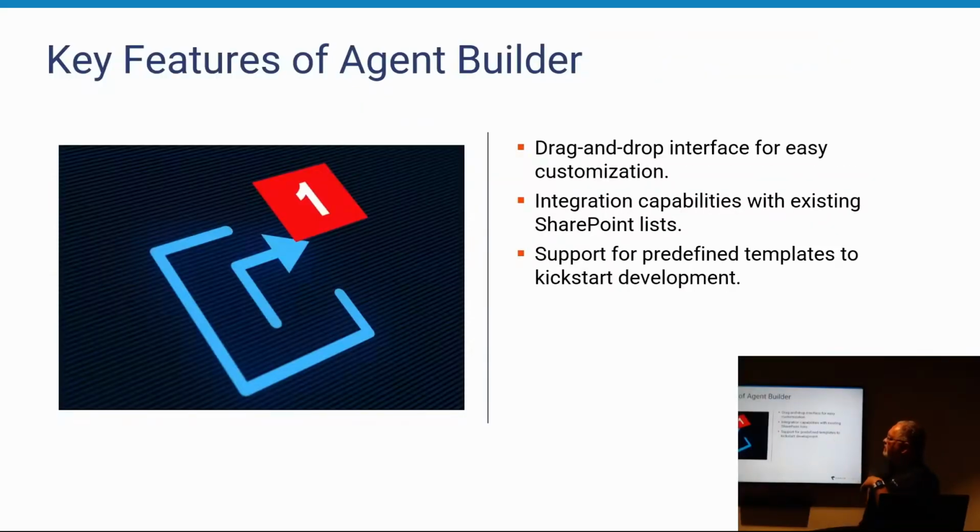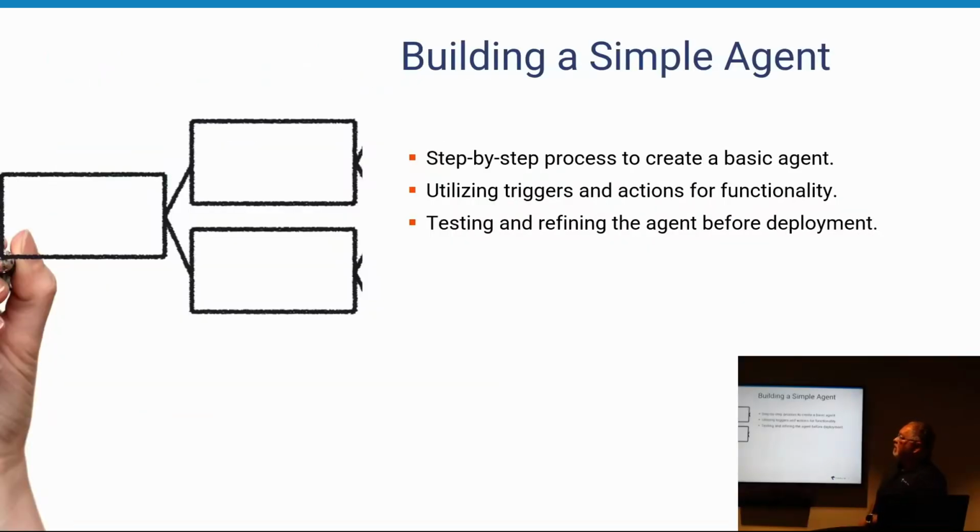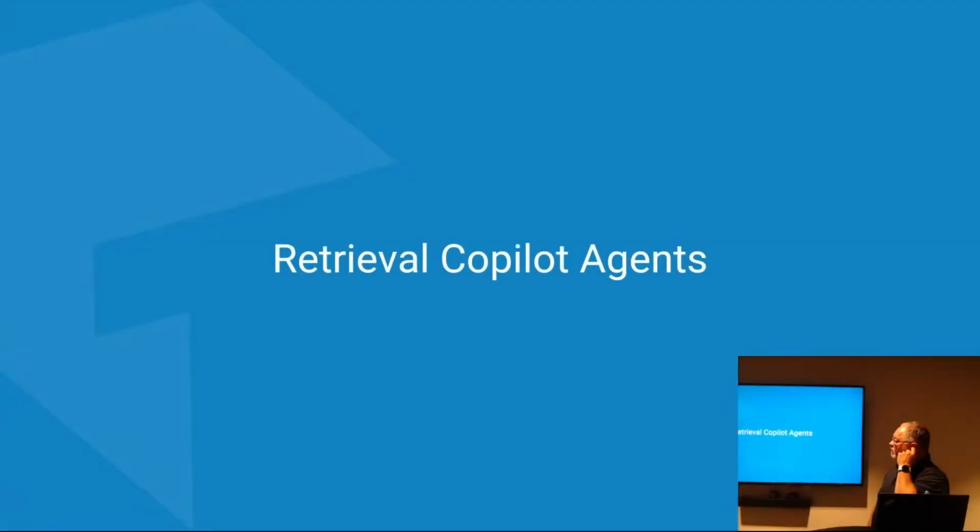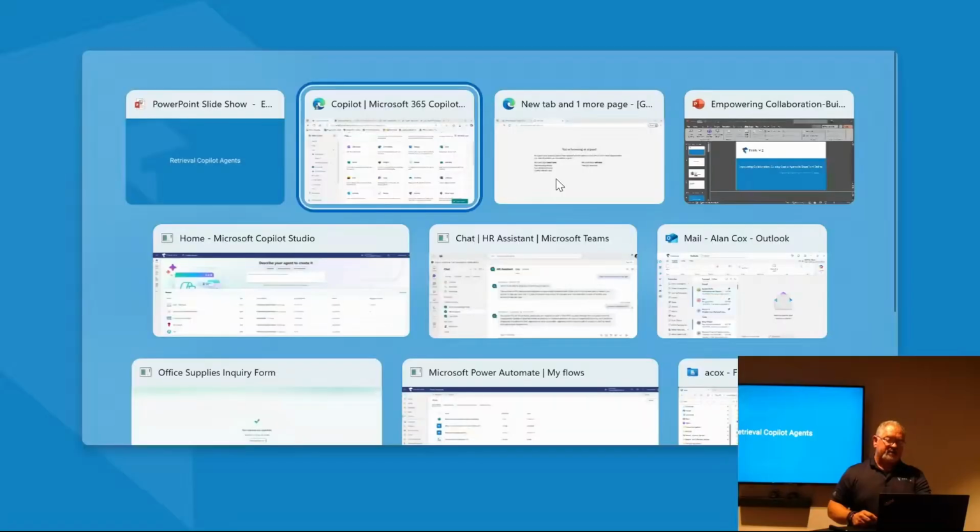Drag and drop user interface. It now includes SharePoint lists, which it didn't. SharePoint lists are fantastic because there's a lot of metadata there that you can draw against. We're going to look at a step-by-step process on some of the agent building, and then we'll get into some of the retrieval agent, which is more Copilot Studio.